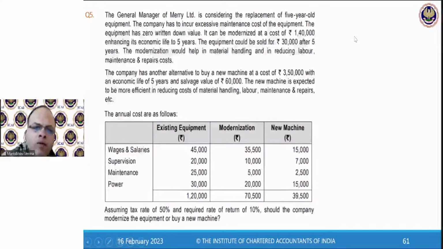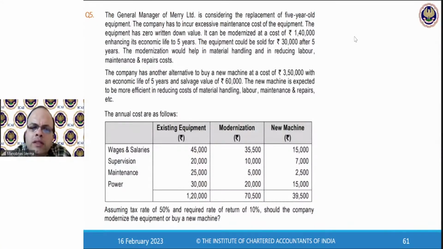Now, I want to show you this question, what exactly we have done today. Quite similar stuff, right? They're saying that a company has another alternative to buy a new machine at a cost of 3,50,000. The new machine is expected to be more efficient in reducing the cost of material handling, labor, maintenance, and repairs. And they're giving you the annual cost of all the three situations, whether you want to continue with the existing equipment, go for a modernization, or go for a purchase of a new machine.